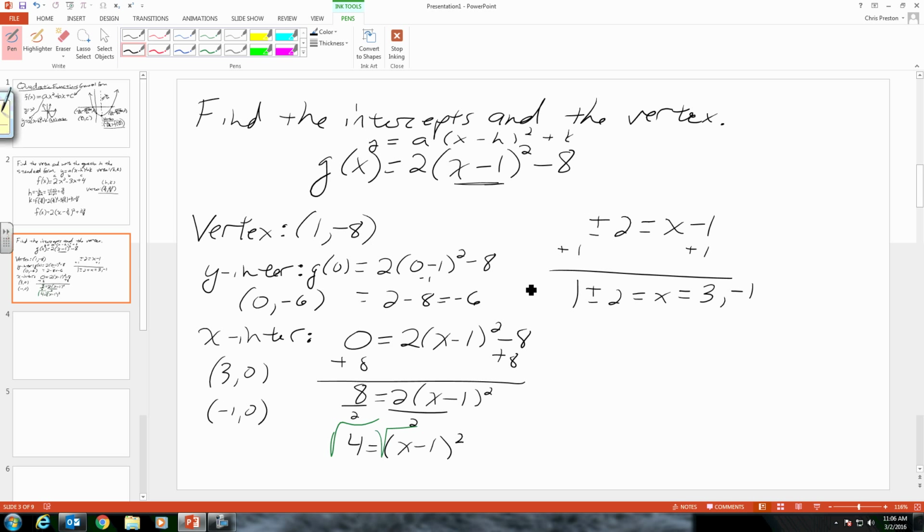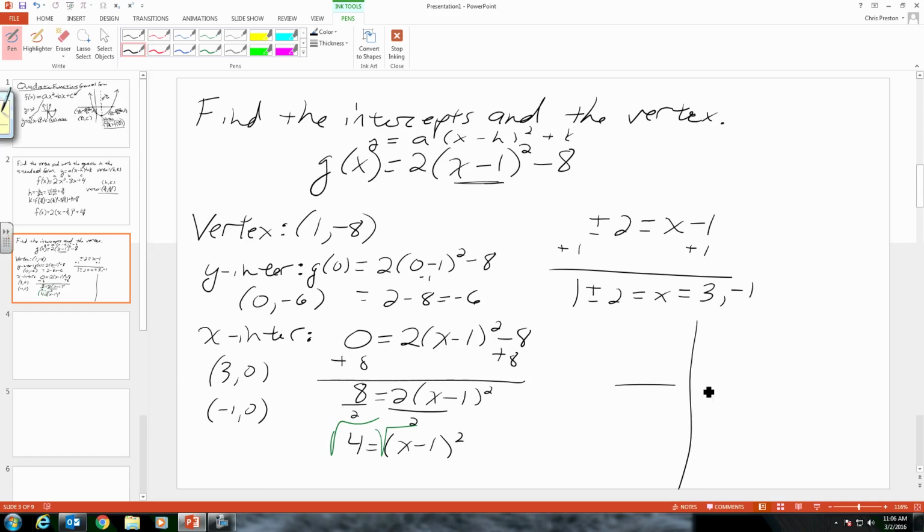Now let's say I wanted to graph this using this information. So let's see, we got to go down to negative 8. 1, 2, 3, 4, 5, 6, 7, 8, negative 8. You've got to go over to 3, there's an x-intercept. You've got to go to negative 1, there's an x-intercept. Y is at negative 6.